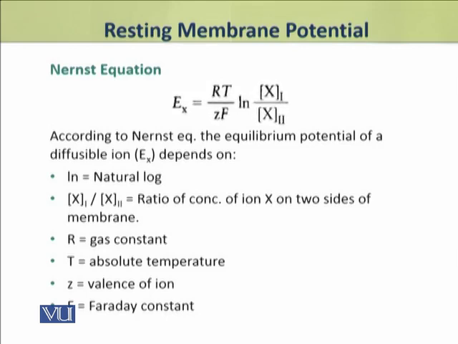इसके अलावा, membrane potential, gas constant R, absolute temperature, यानी T, valence of the ion Z या Faraday constant पर भी depend करता है, so that we can read the Nernst equation as Ex, that is, equilibrium potential of diffusible ion X is equal to RT over ZF into log of concentration of X inside the membrane over concentration of X outside the membrane.